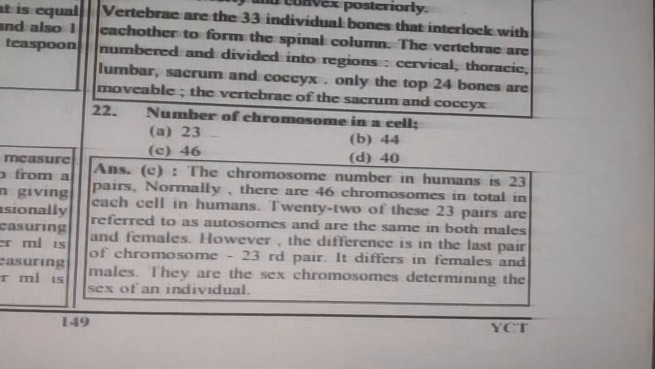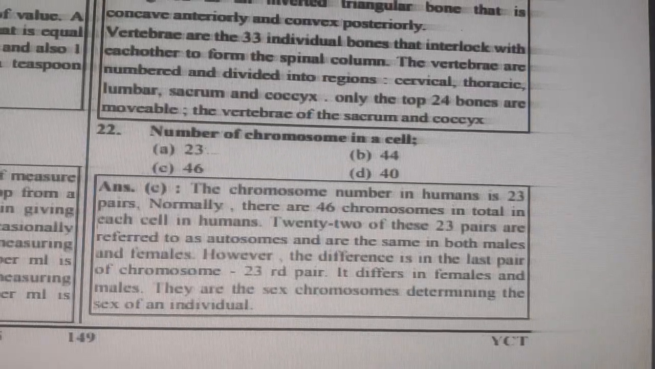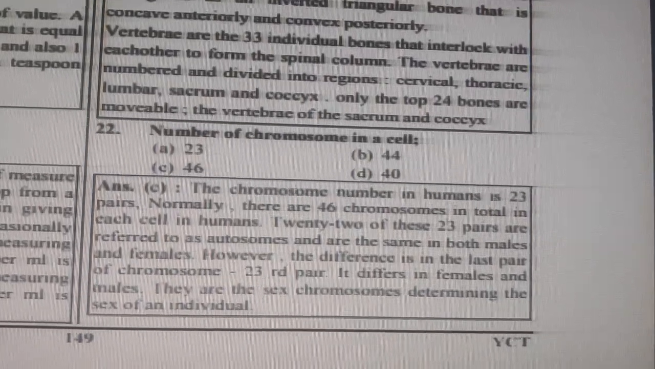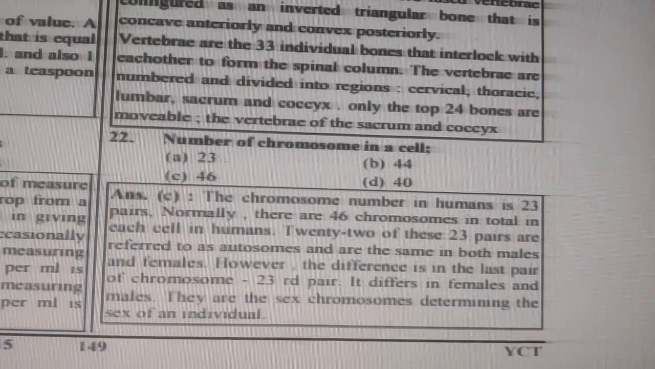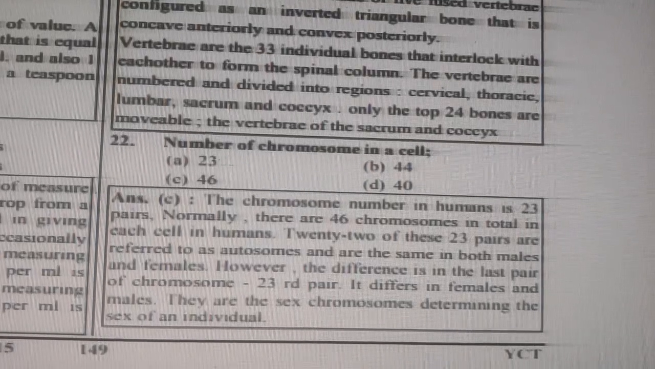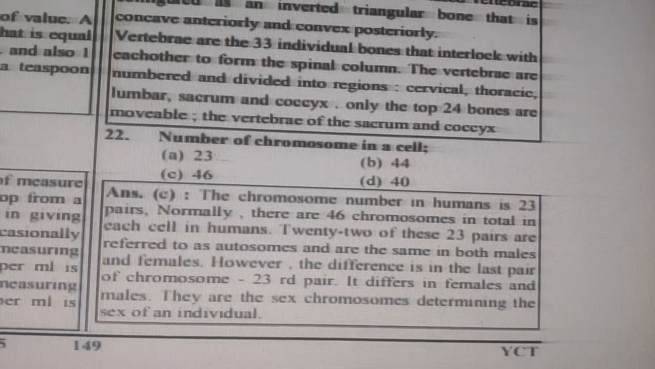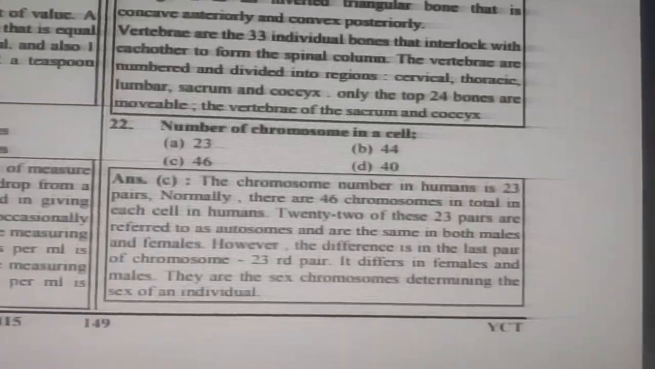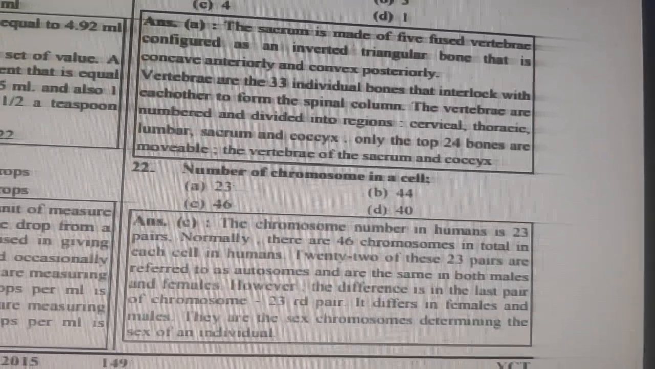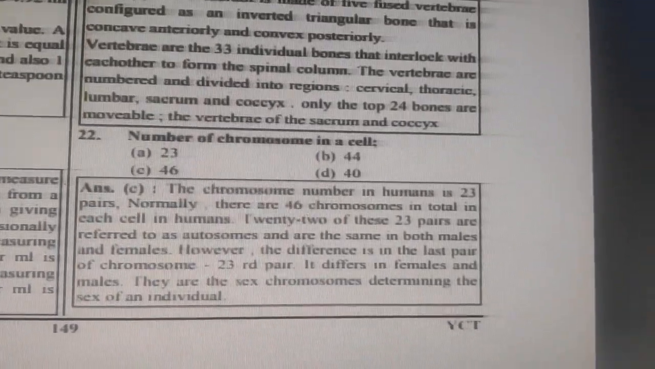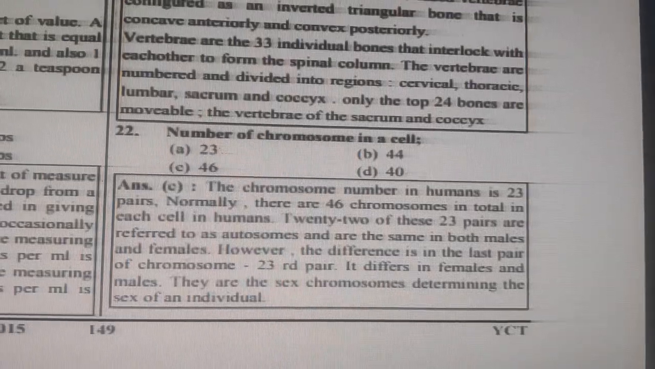The chromosome number in humans is 23 pairs. Normally there are 46 chromosomes in total in each cell. 22 of these pairs and the 23rd pair are referred to as autosomal and are the same in both male and female. However, the difference is the last pair of chromosomes. The 23rd pair differs in female and male. The sex chromosome determines the sex of the individual.